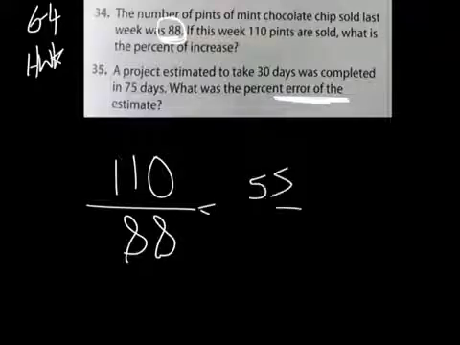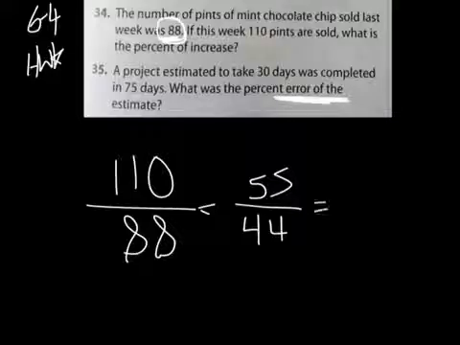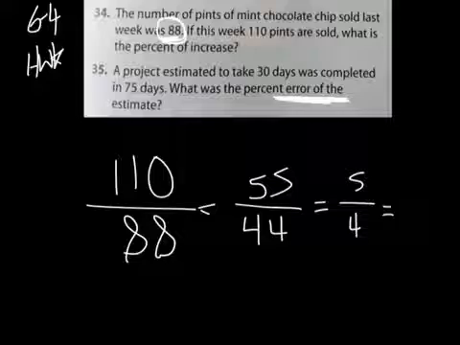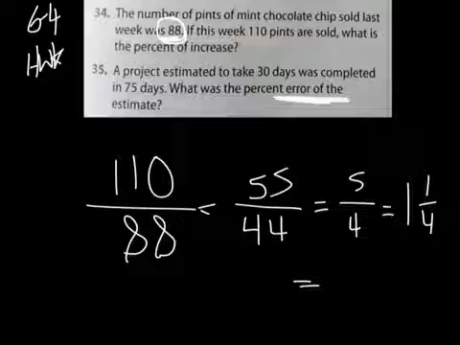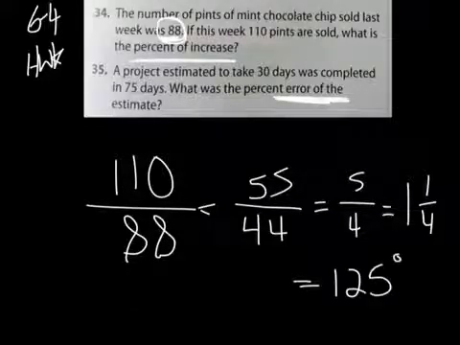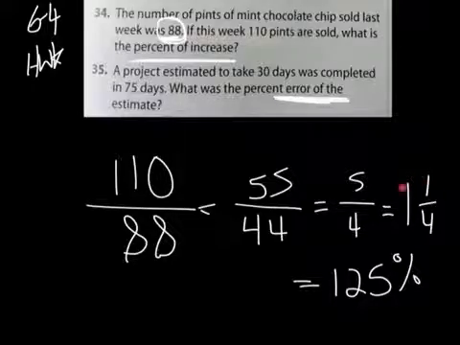I'm going to go down to 55, and over here is 44. I know that over here, if we divide them both by 11, I have 5 on the top and 4 on the bottom. So how many 4s are in 5? I have 1 and 1/4. Okay, so what was my percent increase? It increased by 125%. Do you see how I converted 1 and 1/4 to 125? Here's a whole, my 100%, and 1/4 is 25%. Yes? So it increased by 125% compared to the week before.